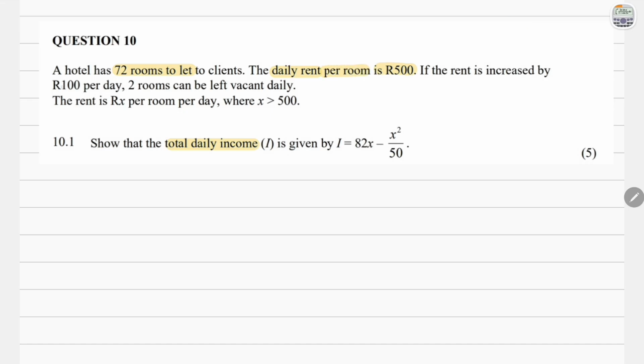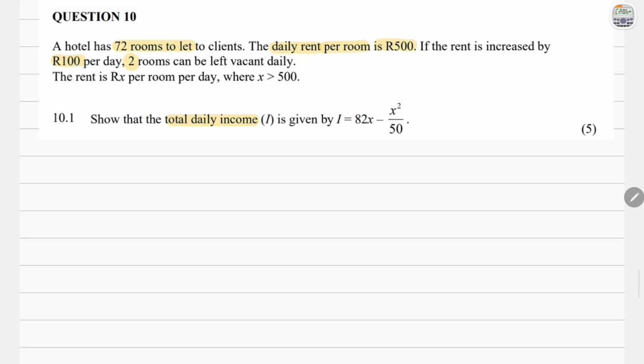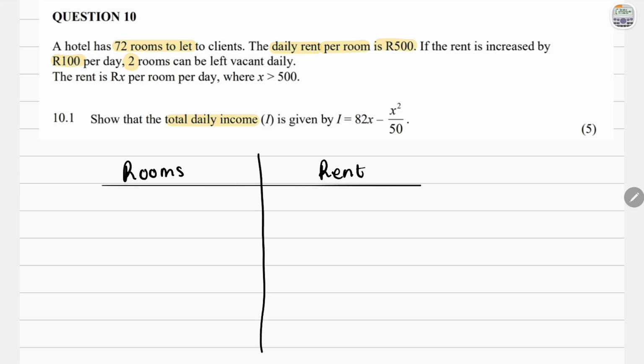If the rent is increased by 100 Rand per day, 2 rooms are left vacant daily. So let's tabulate this. They've given us information about the rooms and the rent per room. And we know that in total, there are 72 rooms in this hotel, and the rent is 500 Rand per day. So the rent is 500. But here's what happens now. They say that if the rent is increased by 100 Rand per day, 2 rooms can be left vacant.